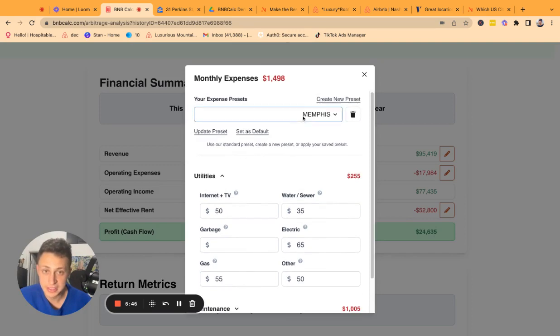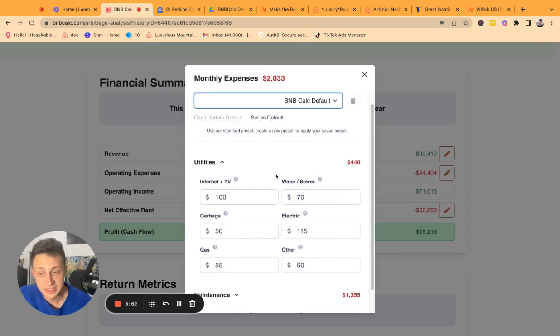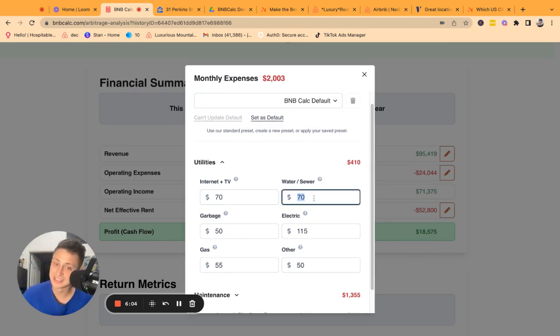So utilities, I have a preset in for Memphis that I just was looking at Memphis properties, but this is the default. So this is going to be the average US utility values. However, that might be different for you. The internet, let's just say we're not getting TV here. We're only doing internet. Probably going to be like $60-$70 a month. Water, sewer, let's say city water. Let's say it's a 4-bedroom home, maybe $120 a month.